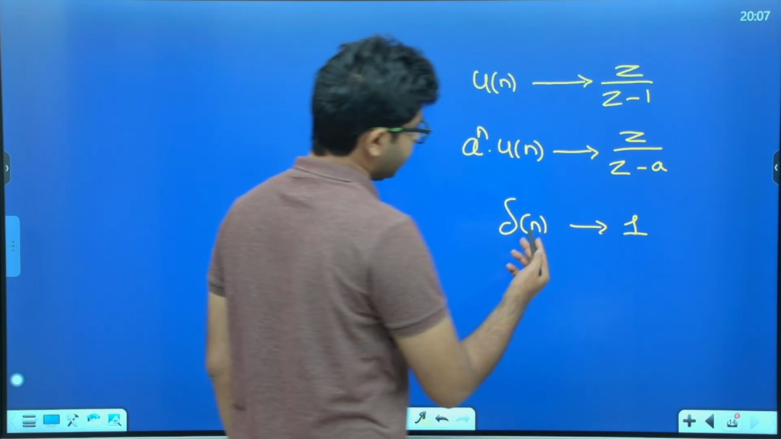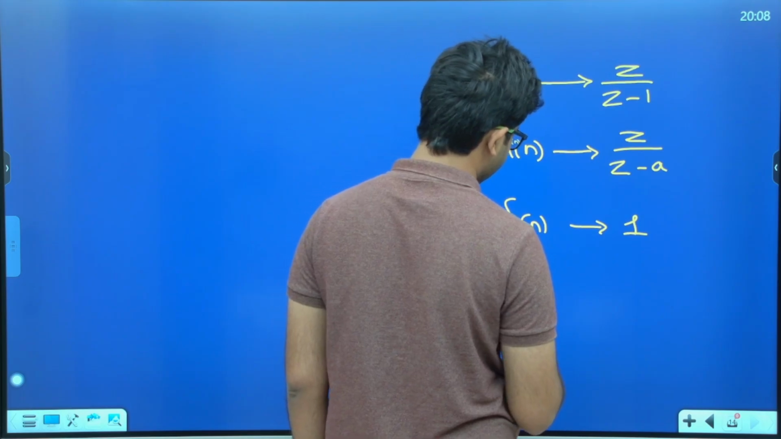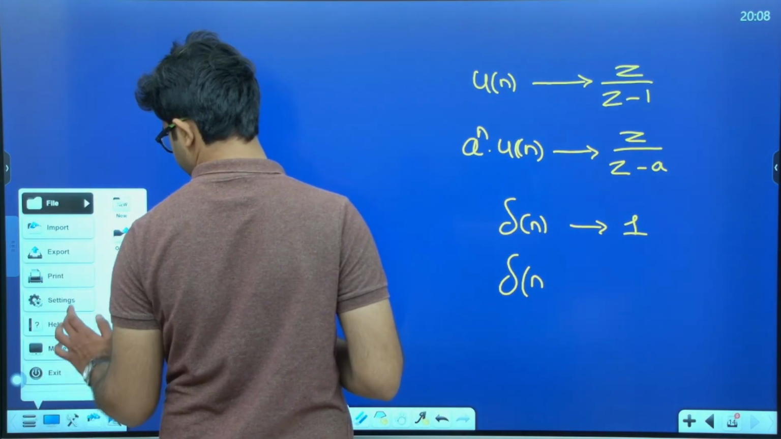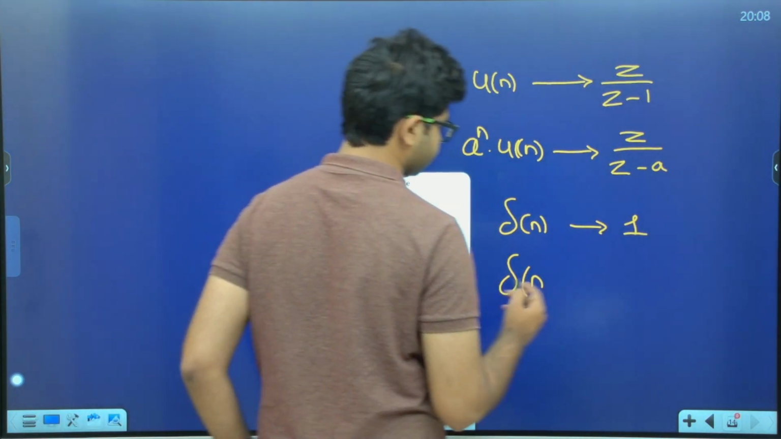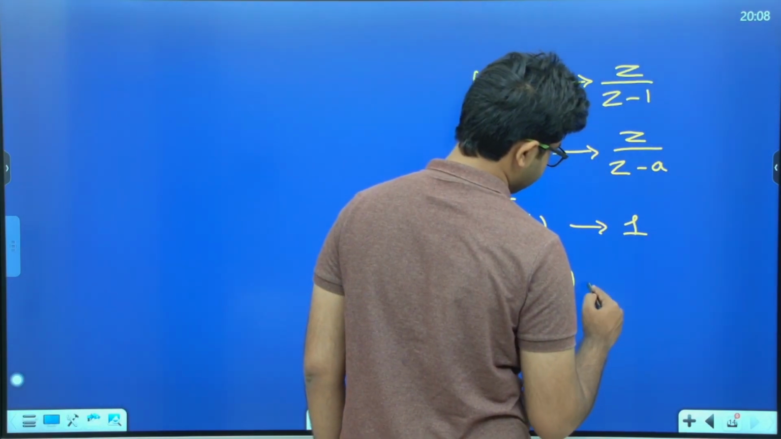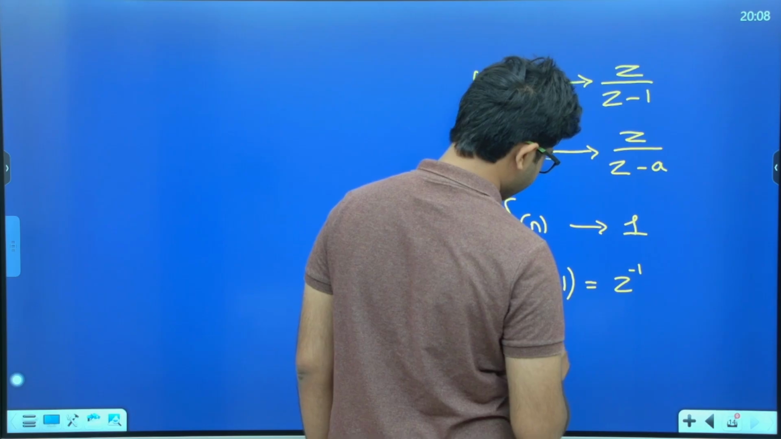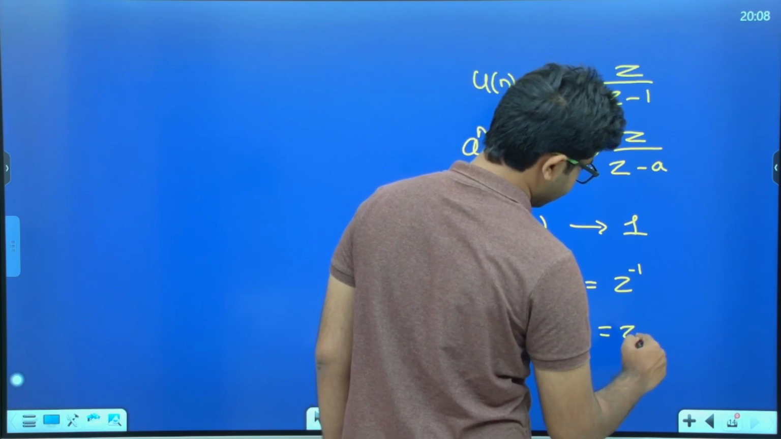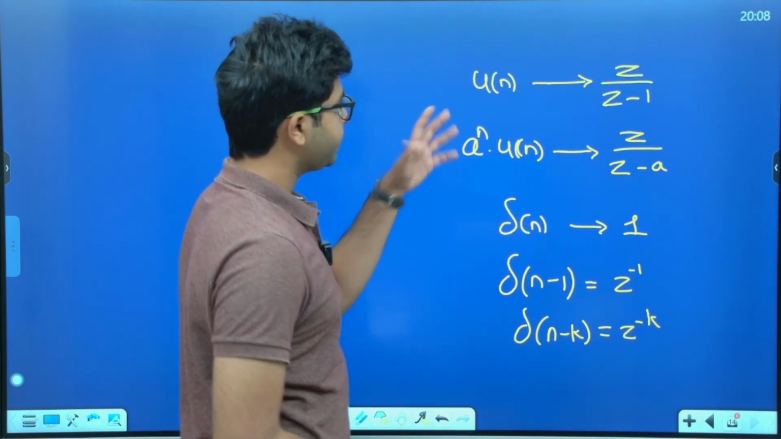Then for another function, let's say delta n minus 1 is given, then its z transform will be z to the power minus 1. Ultimately, we can say that if n minus k is there, it will be z to the power minus k. This is the important part.